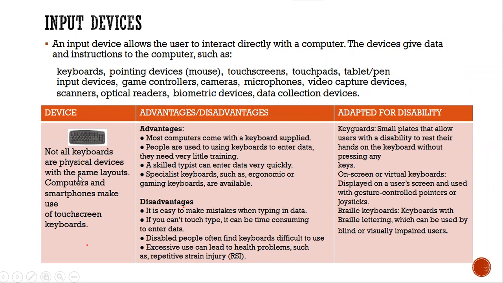Now looking at the first device, which is your keyboard. The physical layout of a keyboard is similar in most devices, but changes for smaller devices like your smartphones. Your smartphones, we have a smaller keypad. They have touch screen keyboards. Now, if you look at the advantages of your keyboard, the full keyboard allows easier typing. So most computers come with a keyboard that is supplied, and people are using these keyboards to enter data. They need very little training.